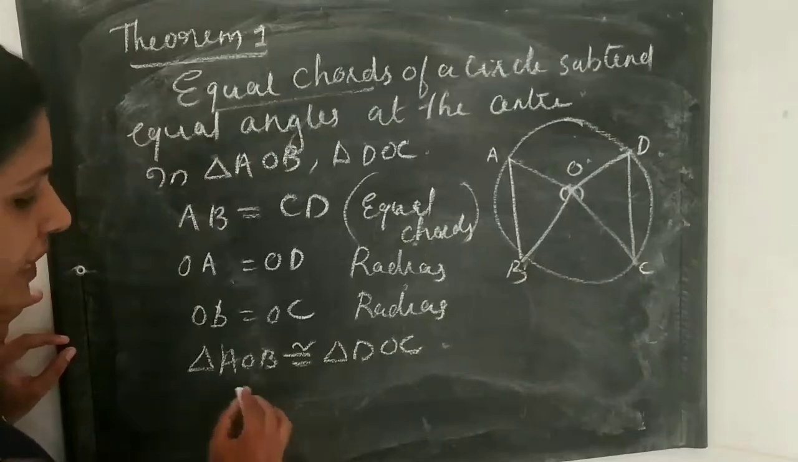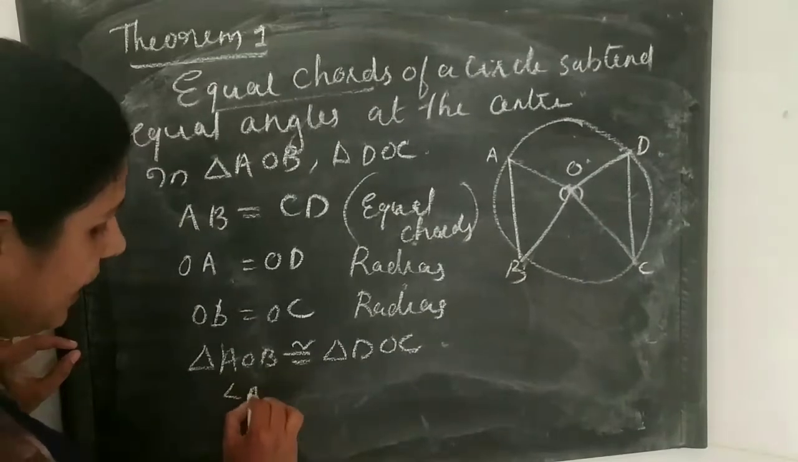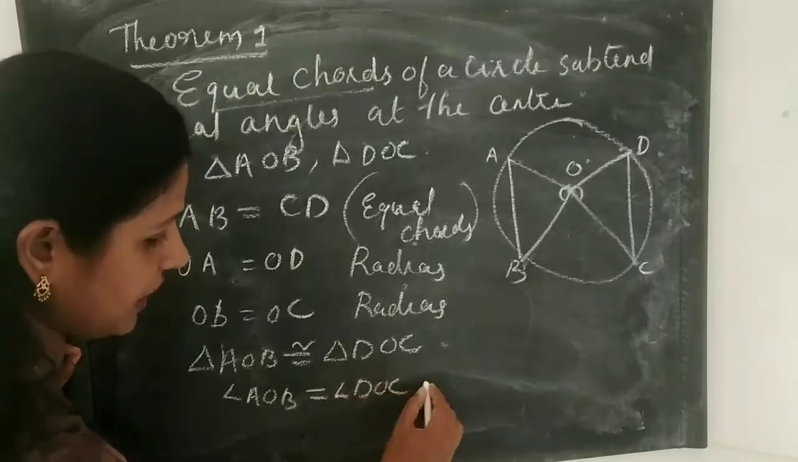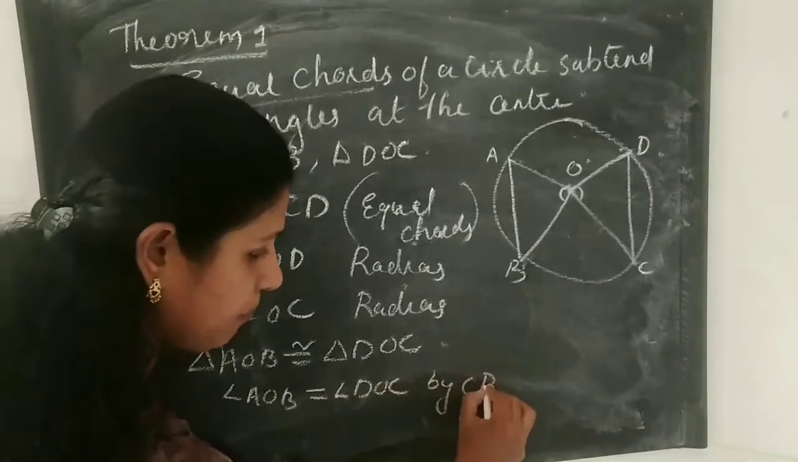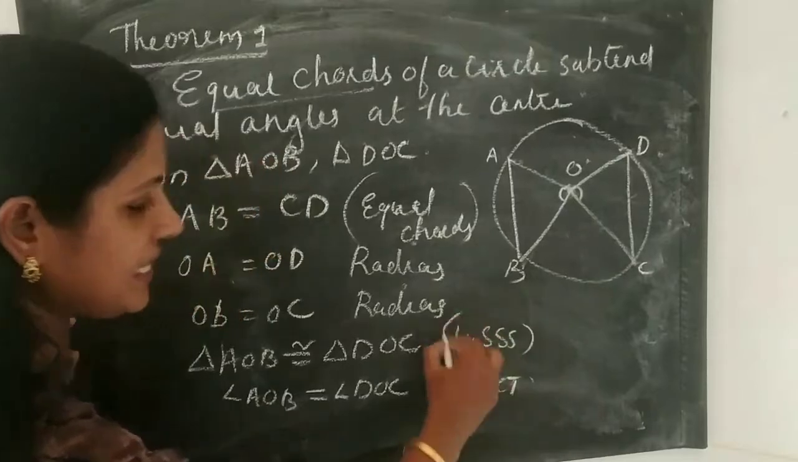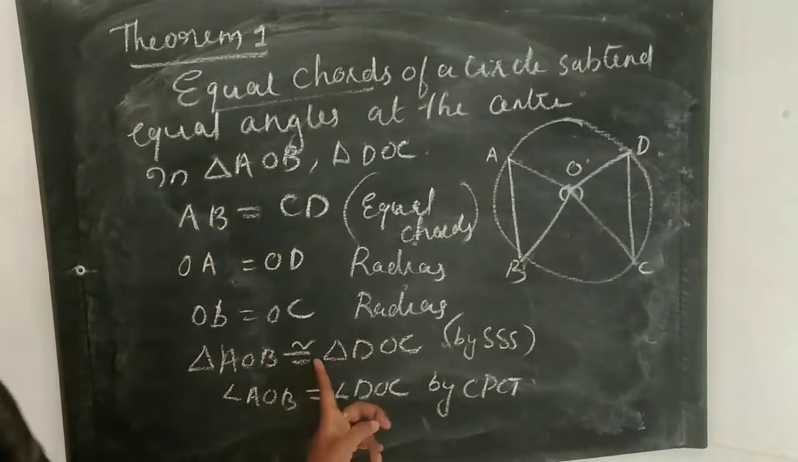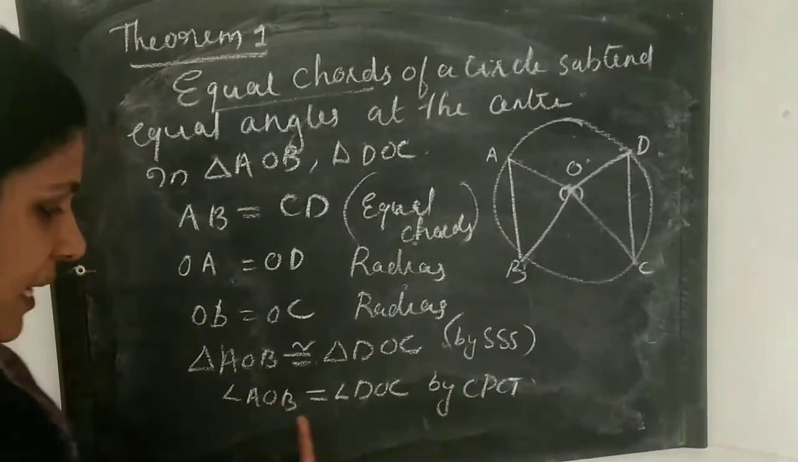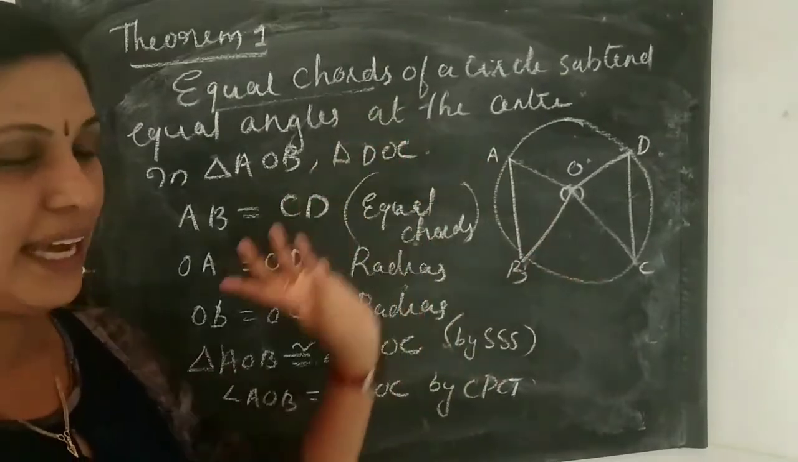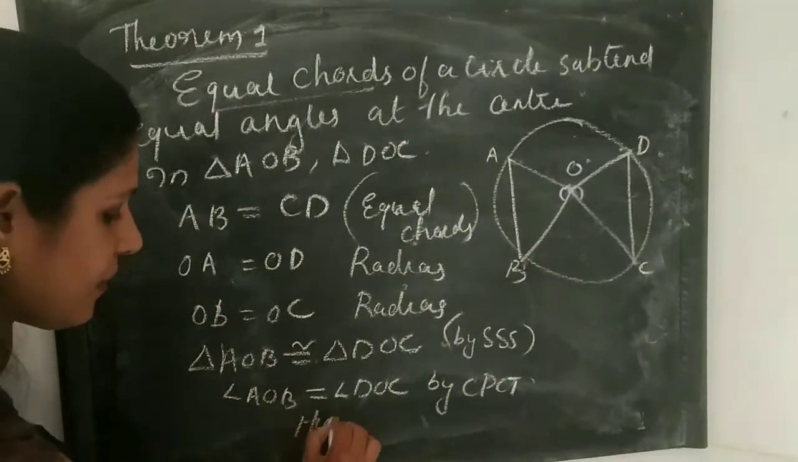By CPCT we can write angle AOB equal to angle DOC. By SSS criteria, these triangles are congruent, and by CPCT these angles are equal. Hence proved.